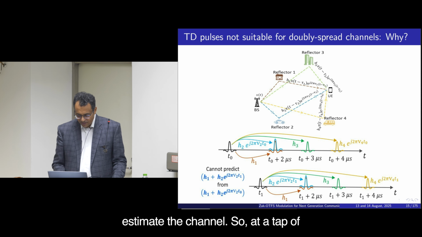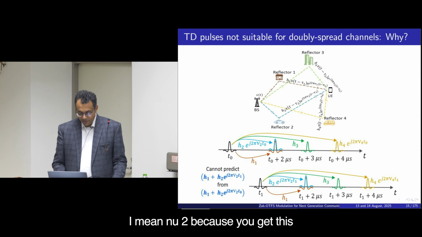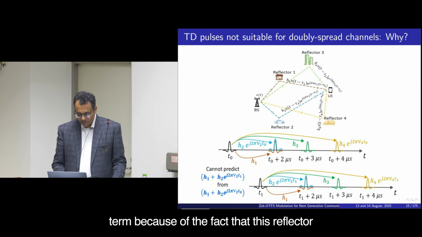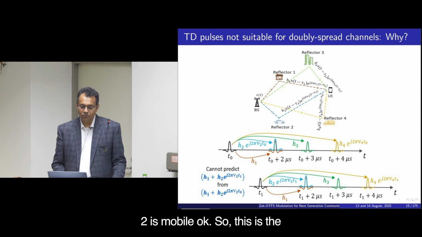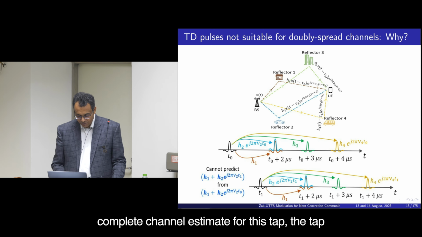And then you estimate the channel. So at a delay of 2 microseconds, you estimate the channel to be equal to H1, which is because of this first path from the first reflector, plus H2 times e to the j 2 pi nu 2 times T0. Okay? Nu 2, because you get this term because of the fact that this reflector 2 is mobile. Okay? So this is the complete channel estimate for this tap, the tap at 2 microseconds.